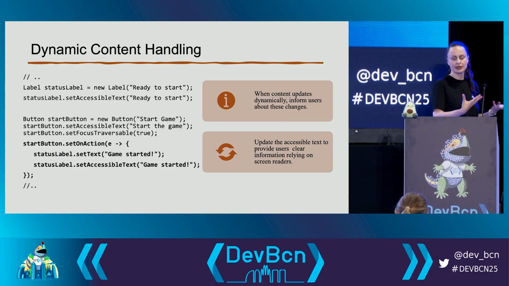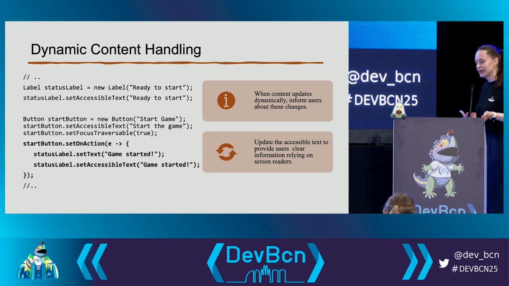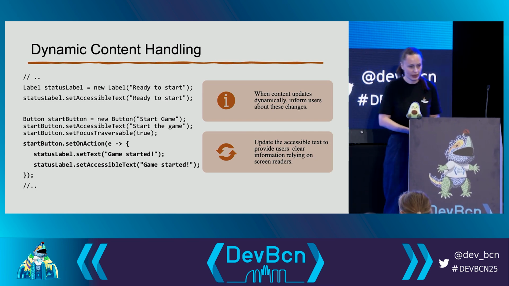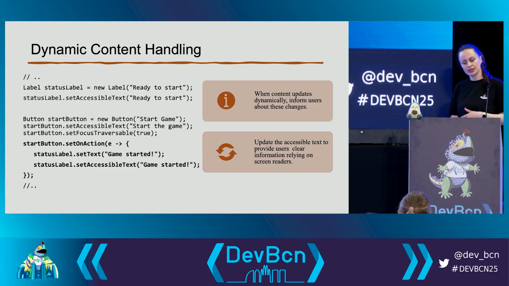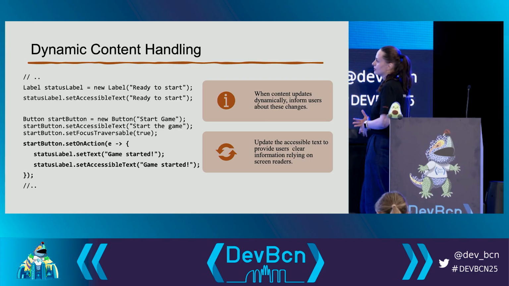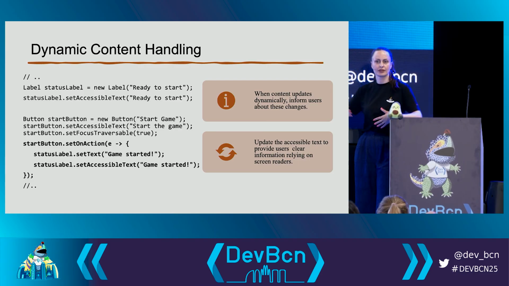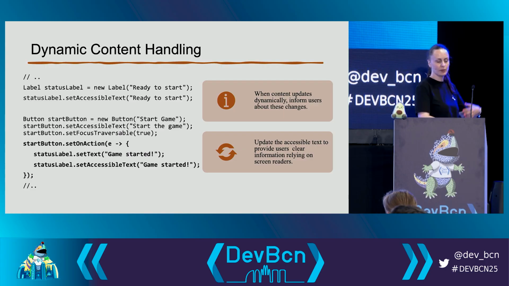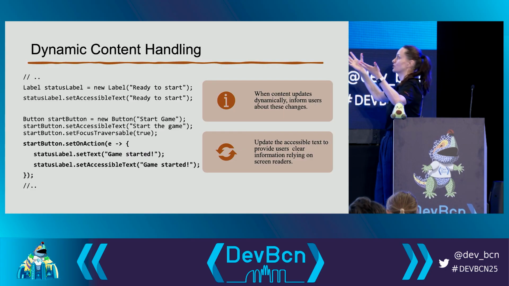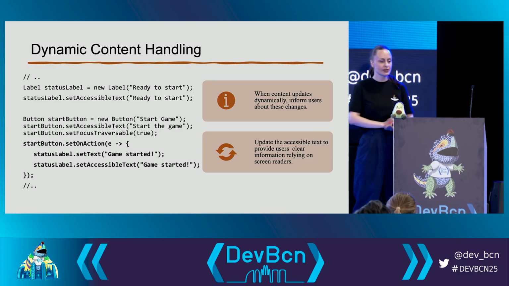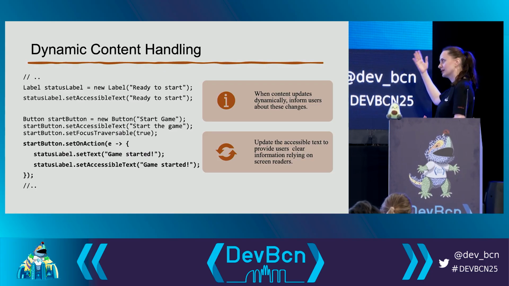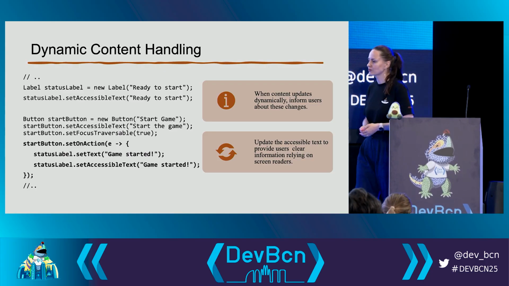So whenever you update the content for your application, you should also think that the screen reader should read that update as well. And you can do that with accessible text all the time and not forget about that. So for example, if the game has started, the state of the game has changed, you update the label for the users that can see that the game has changed. But you should also set the accessible text, so that they would know that the game has started as well.